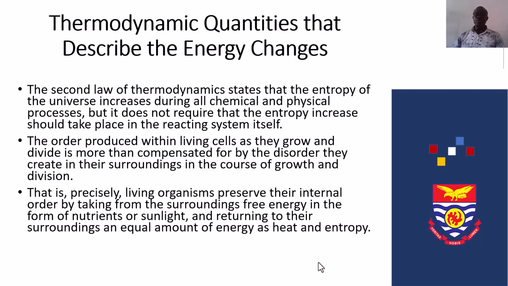The order produced within living cells as they grow and divide is more than compensated for by the disorder they create in their surroundings in the course of growth and division. That is, living organisms preserve their internal order by taking from their surroundings free energy in the form of nutrients or sunlight, and returning to their surroundings an equal amount of energy as heat and entropy.